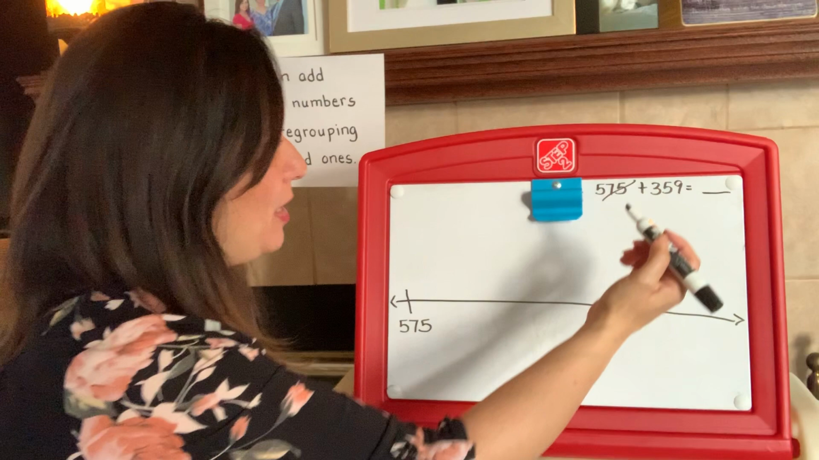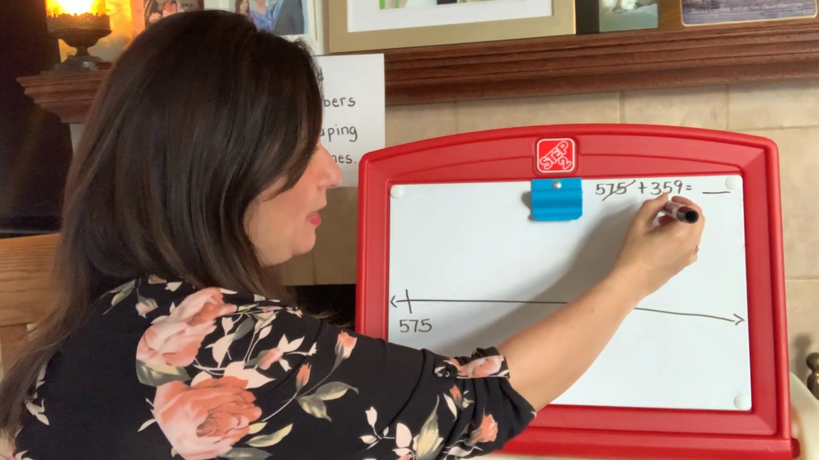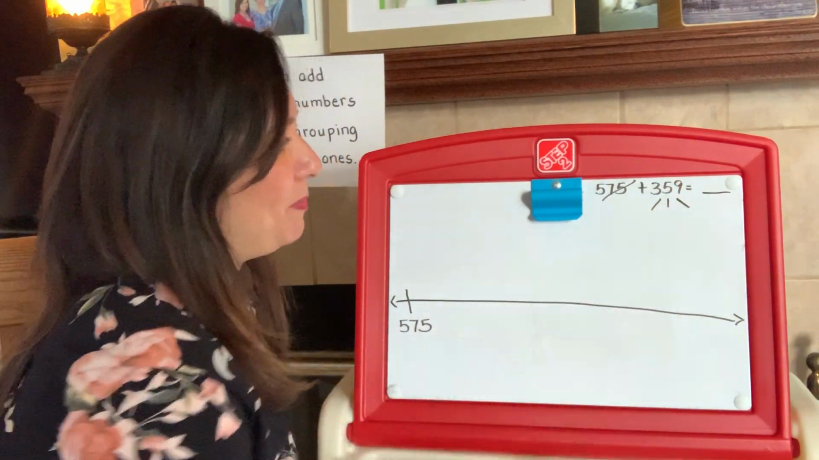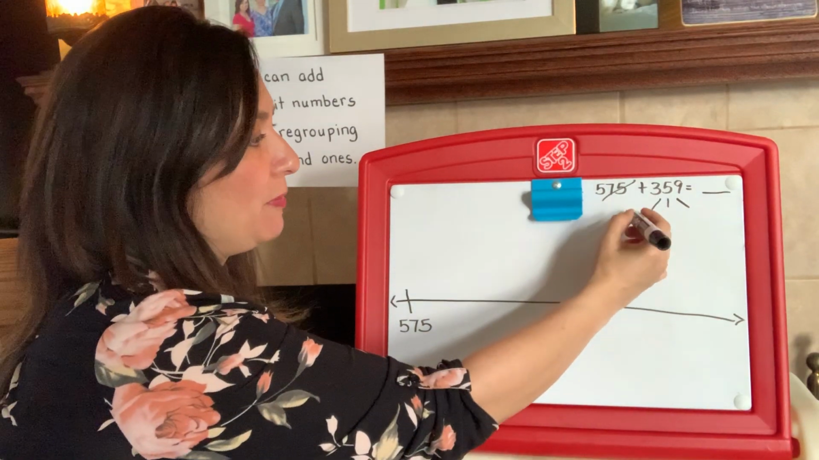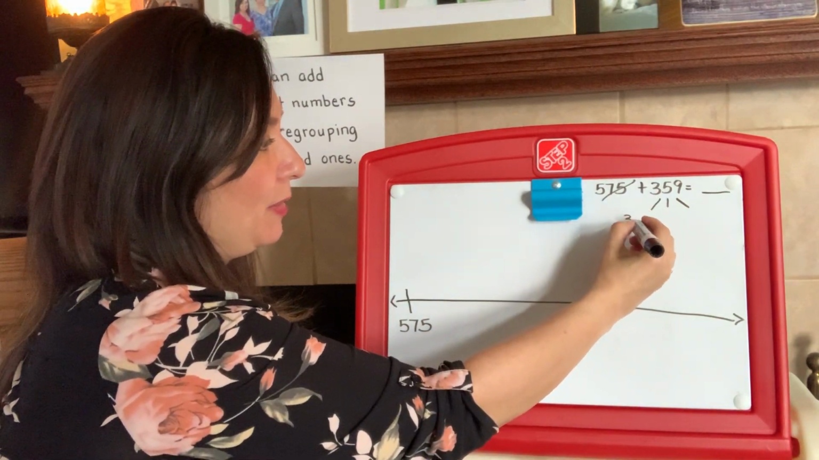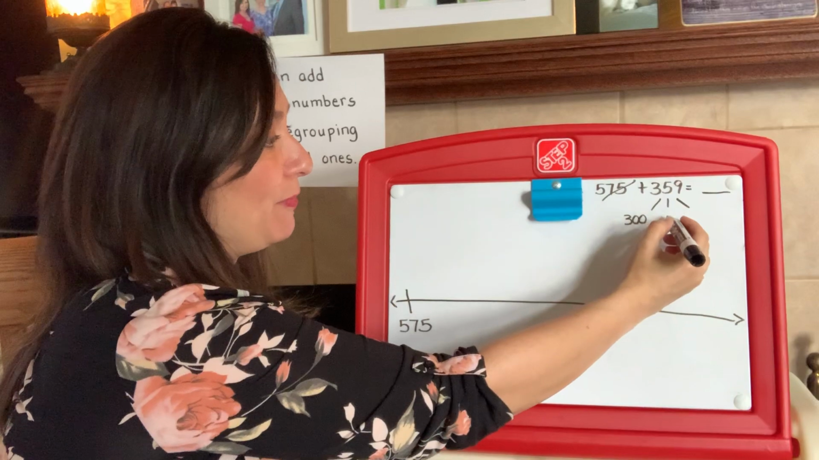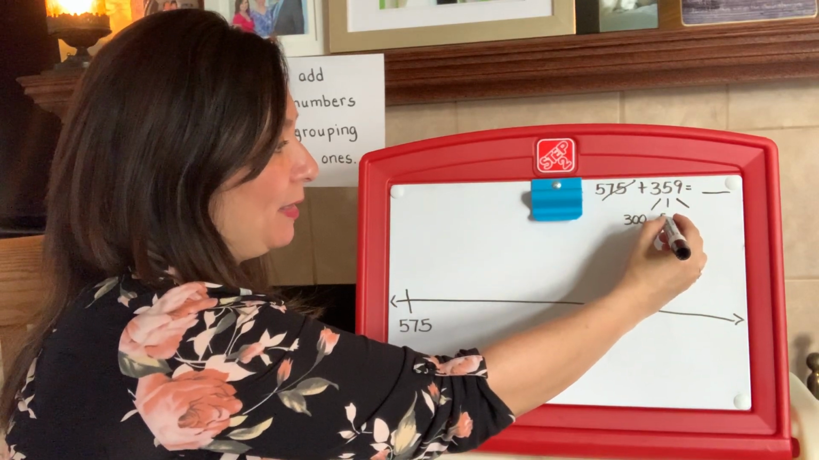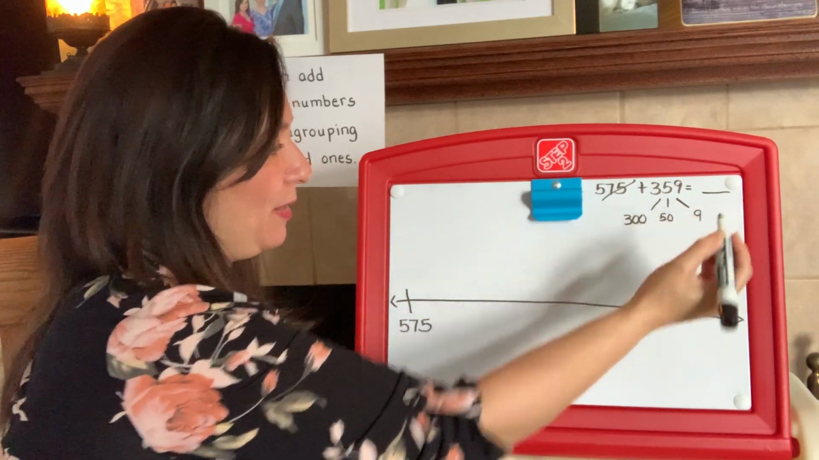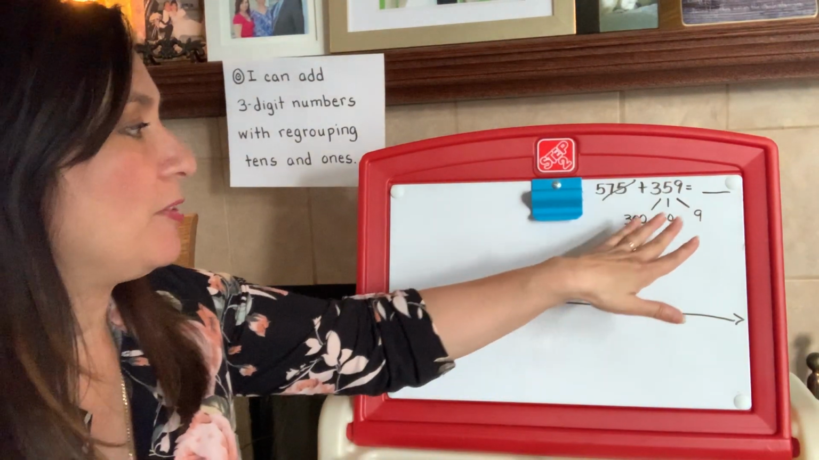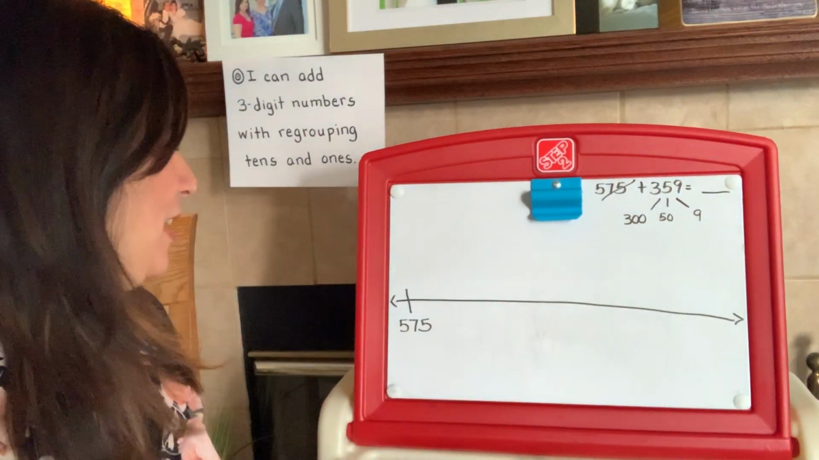Now I'm going to look at the next addend, 359, and I'm going to decompose it by place value. What is the value of 300? Say it with me. 300. What's the value of 5 tens? Say it with me. 50. And then we have our 9 ones. So I need to jump 300, 50, and then 9.